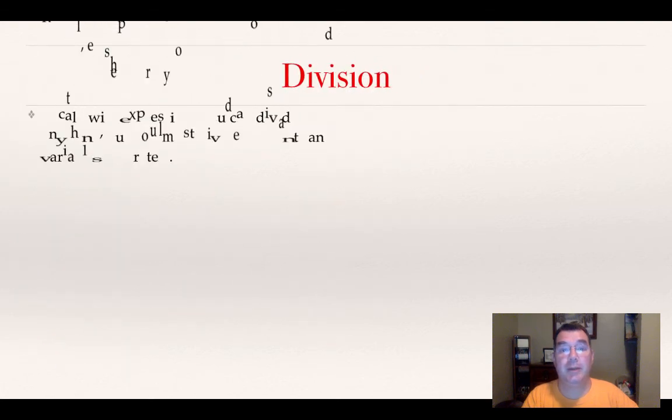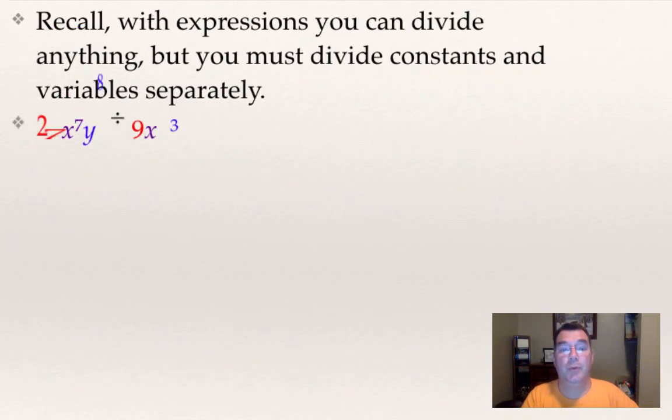And lastly, we'll talk about division. Remember what we were doing when we were dividing terms. I could divide everything separately, just like I did with multiplication. So if I have 27 x to the 7 y to the 8 divided by 9 x to the 1 y to the 3, 27 divided by 9 is 3. X to the 7 divided by x to the 1 is x to the 6. Remember, I'm subtracting exponents. And y to the 8 divided by y to the third is y to the 5.